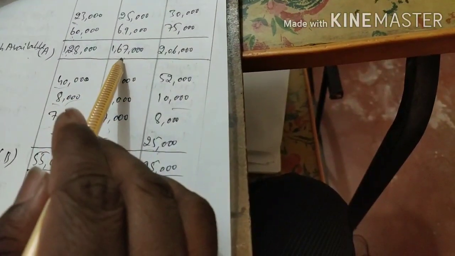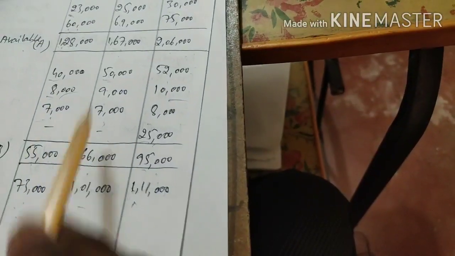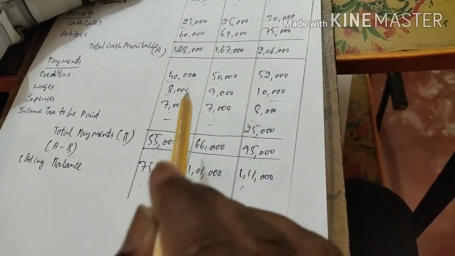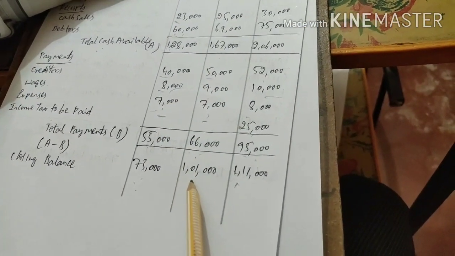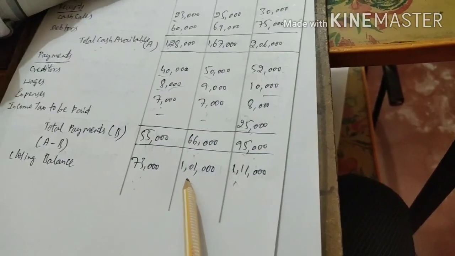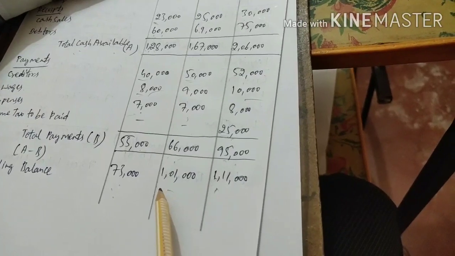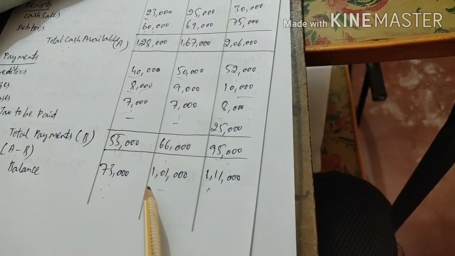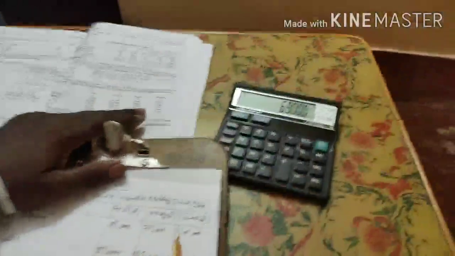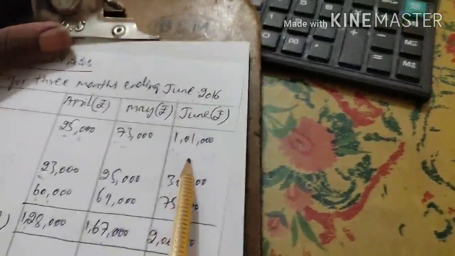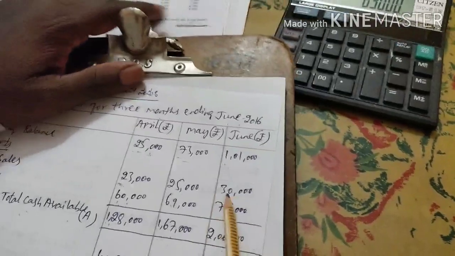So put together, total how much will it come? 66,000. So total cash available is 1,67,000. The total payment is how much? 66,000. When I minus A minus B, I will get 1,01,000. So that is the closing balance at the end of May. As I said, the closing balance will become the opening balance of the next month. That is the last month we shall prepare now. Opening balance is how much? 1,01,000.